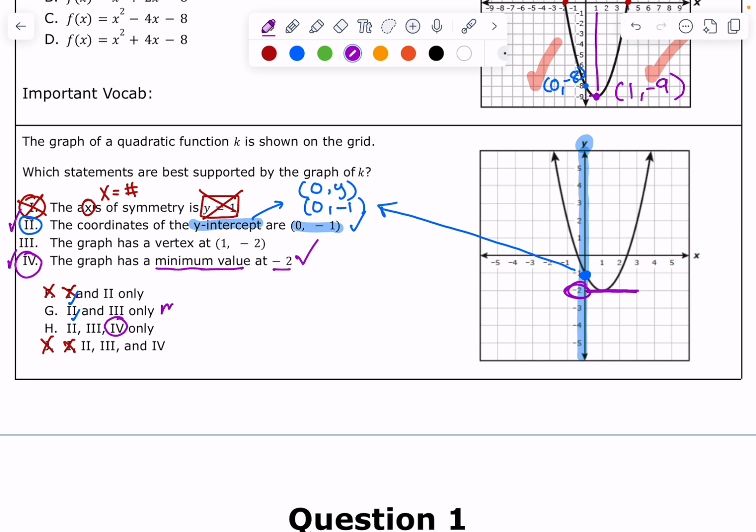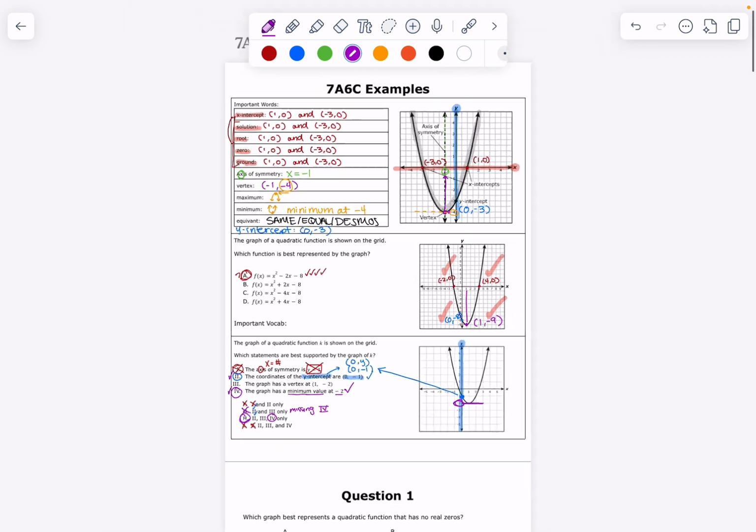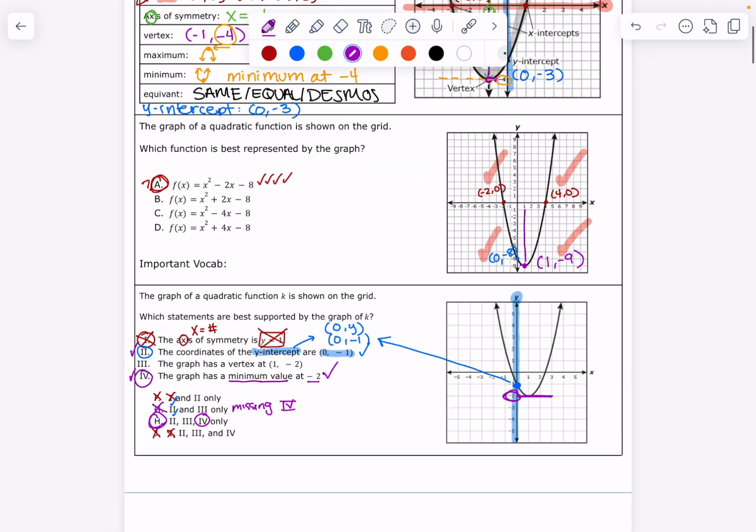That means G is missing this one, which is bad. So G cannot be my answer. That means it has to be H. When you do these questions, make sure you're really paying attention to what you can eliminate.